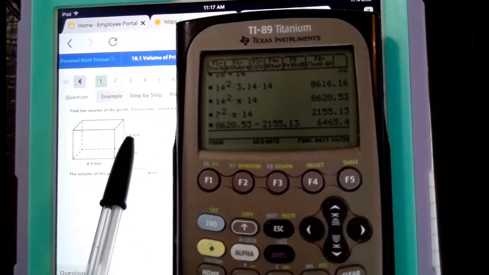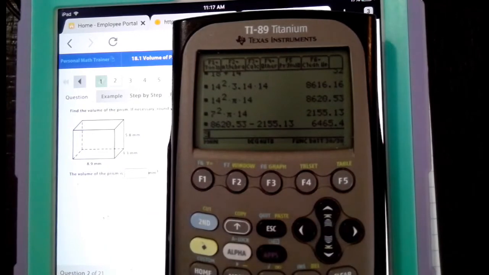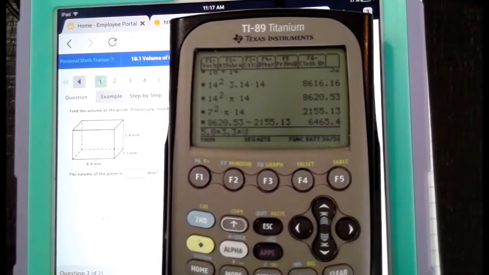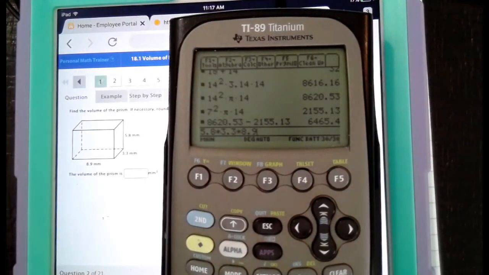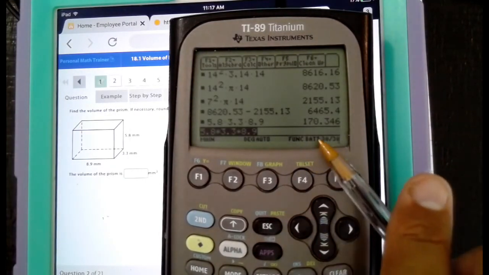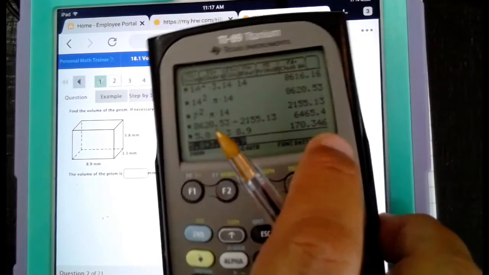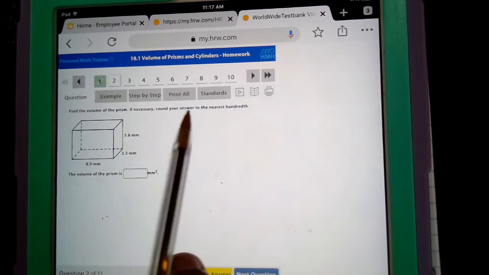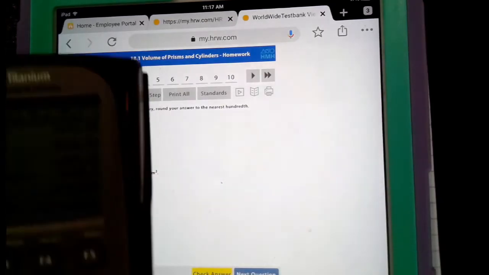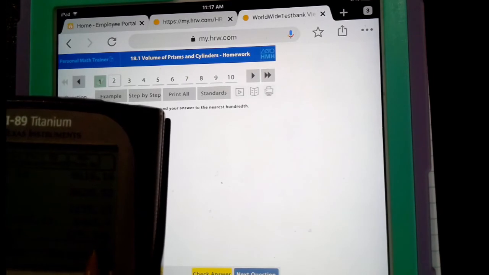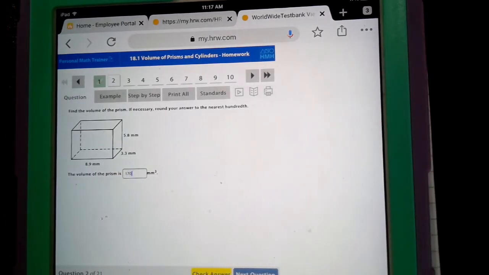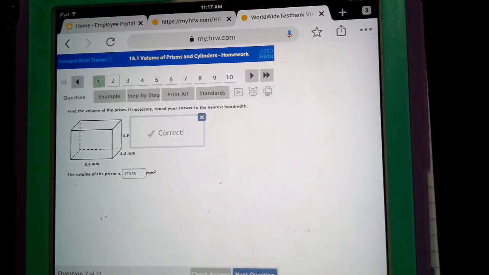We have 5.8 times 3.3 times 8.9, and to that we have 170.346. Well, we have 170.346, and this is rounded to the nearest hundredths. So if we round it to the nearest hundredths, 170.35 will be my final answer. 170.35. That is correct. Let's go to the next one.